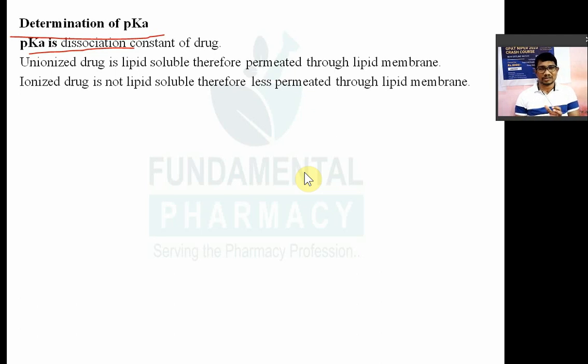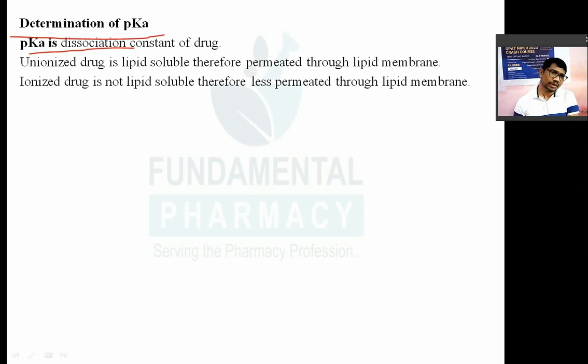The unionized form of that compound is lipid soluble. It is easily absorbed. So aspirin gets absorbed from the stomach only. Now if the drug is a weak base and it goes to the intestine, the intestine has a pH of more than 8, an alkaline pH. In alkaline pH, a weak base will remain unionized, and weakly basic drugs are absorbed from the intestine. Likewise, percentage ionization is a function of pH and pKa.